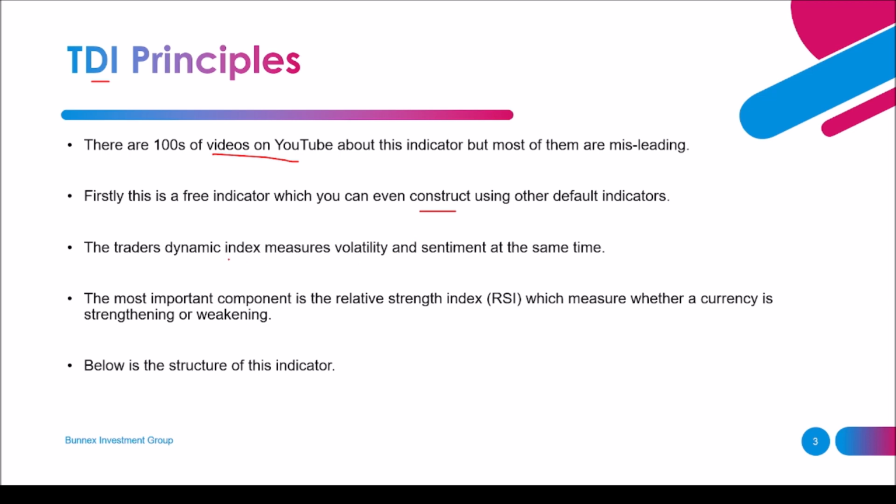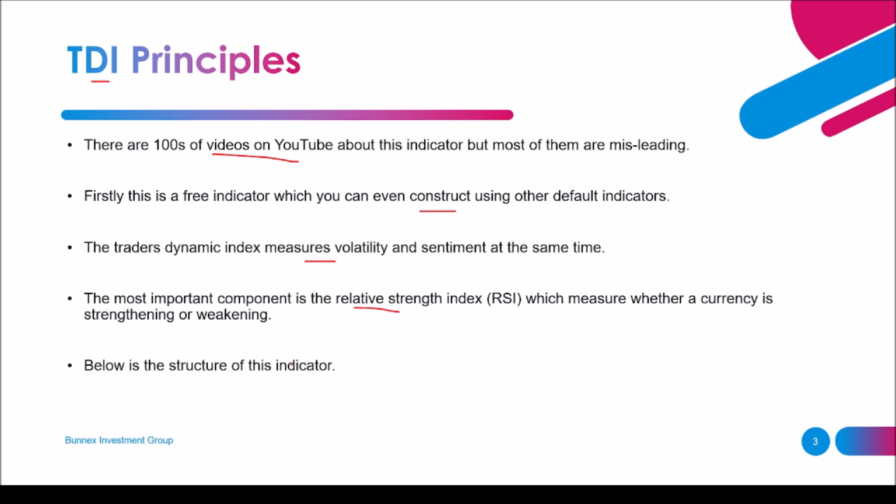So the Traders Dynamic Index measures volatility and sentiment at the same time. In my case, I call this a special indicator. The most important component of this indicator is the relative strength index, or basically the RSI line, which measures whether a currency is strengthening or weakening in terms of its relative strength.